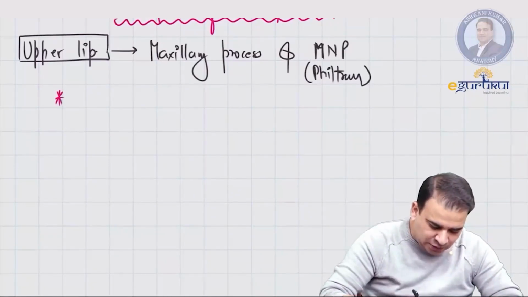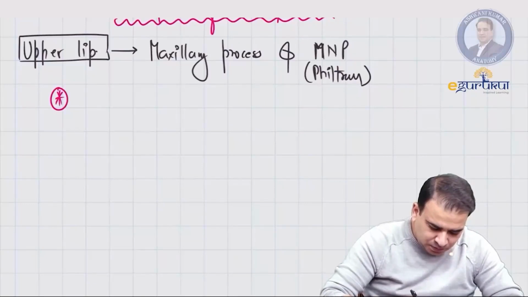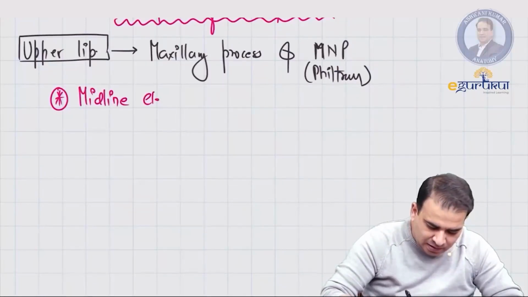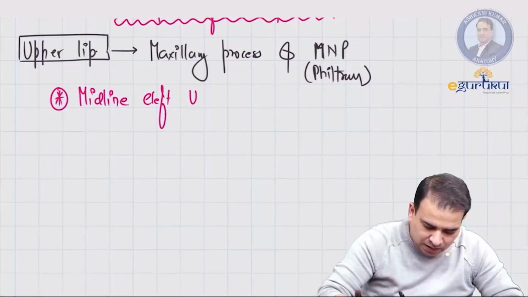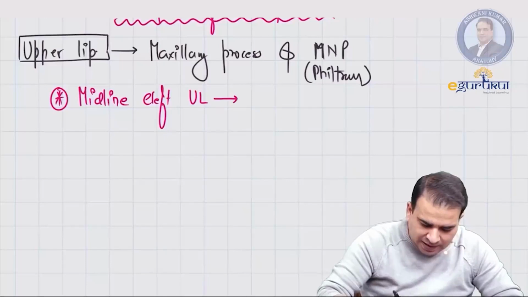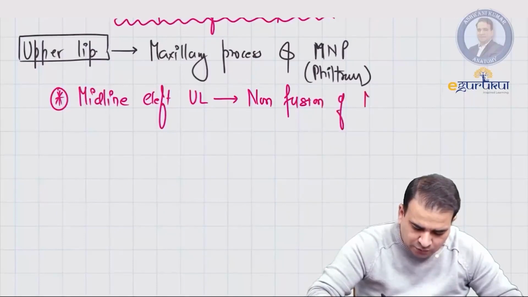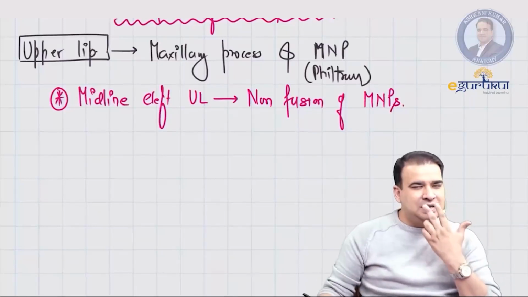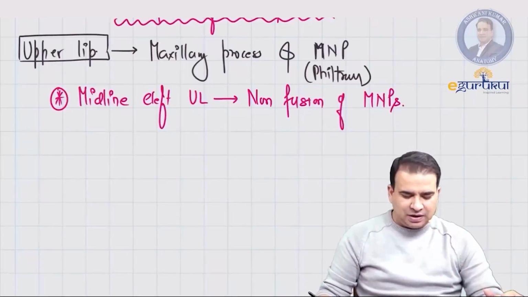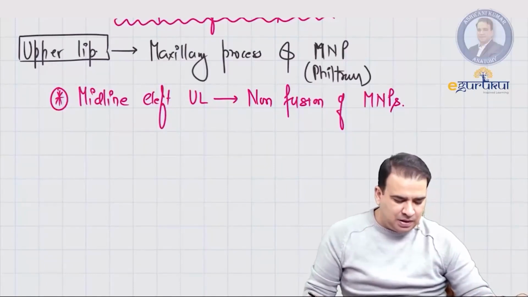Let me write those anomalies for you. So first we said midline cleft upper lip. Midline cleft upper lip is because of the non-fusion of medial nasal processes. If both these medial nasal processes don't fuse in the midline, that will give rise to the midline cleft upper lip.